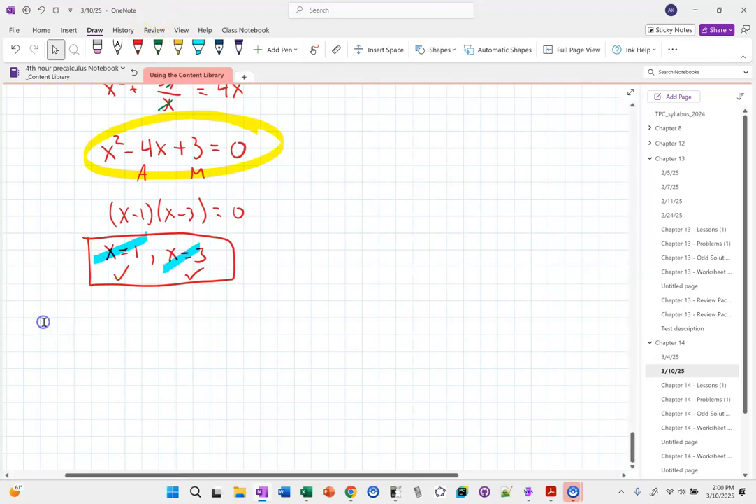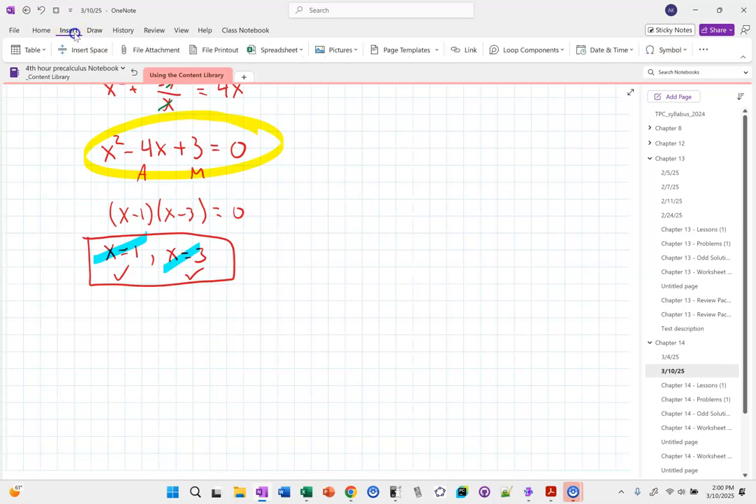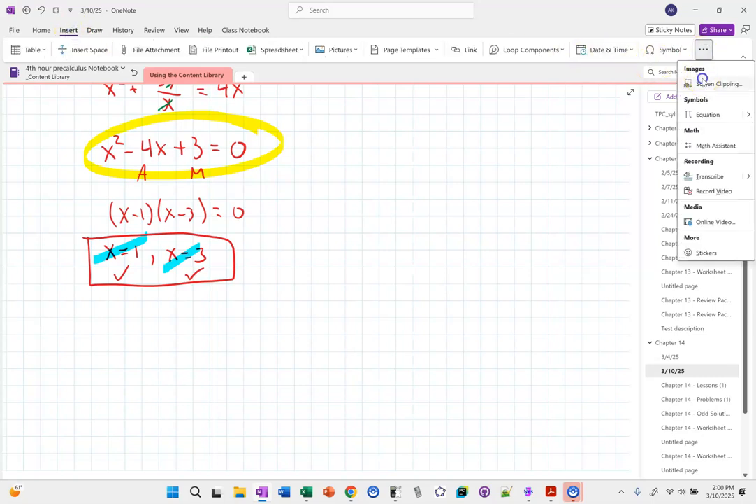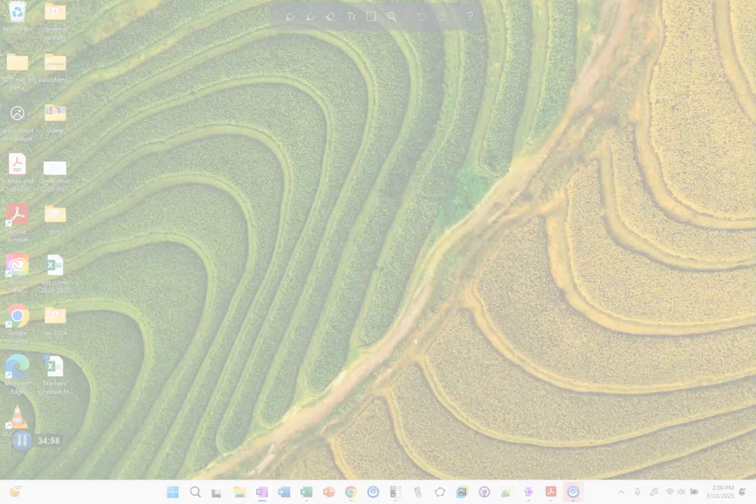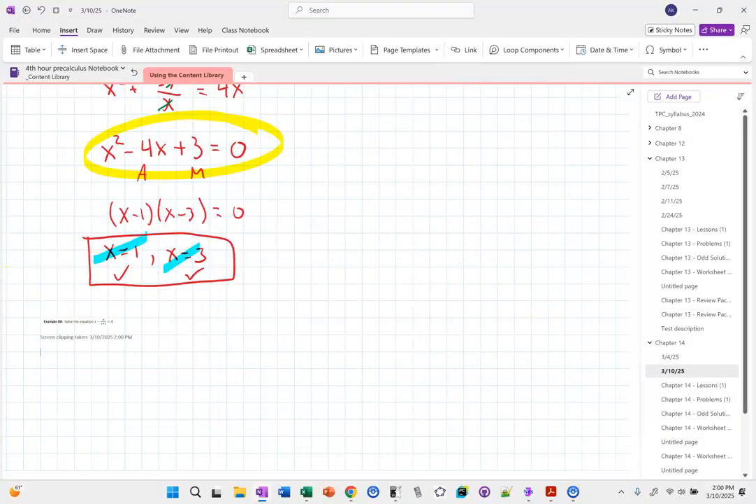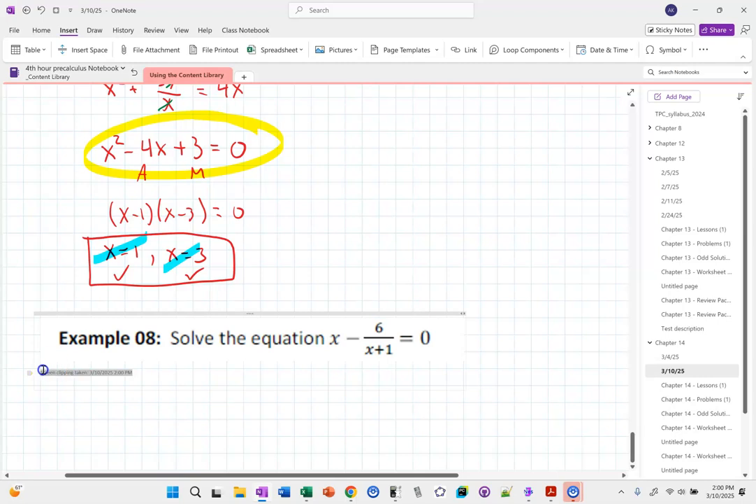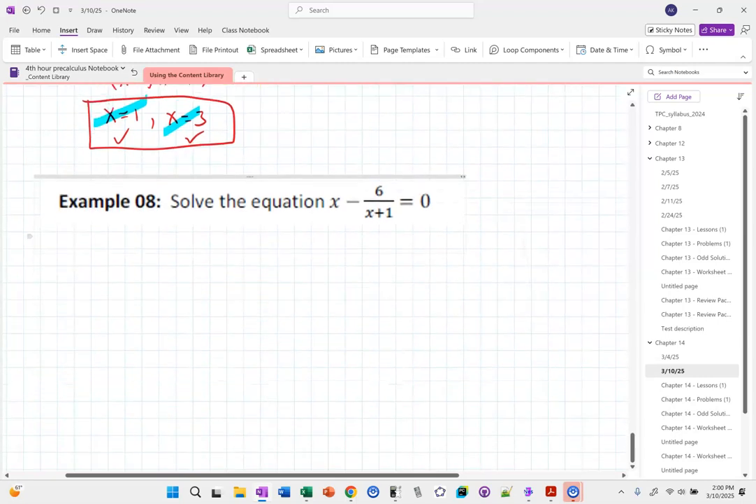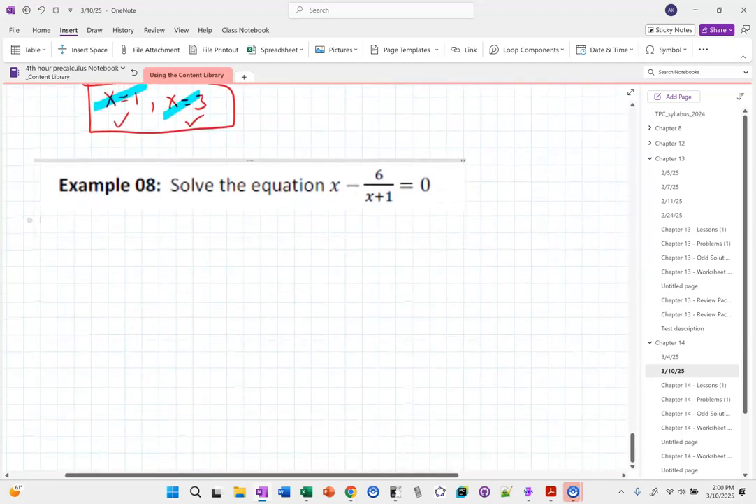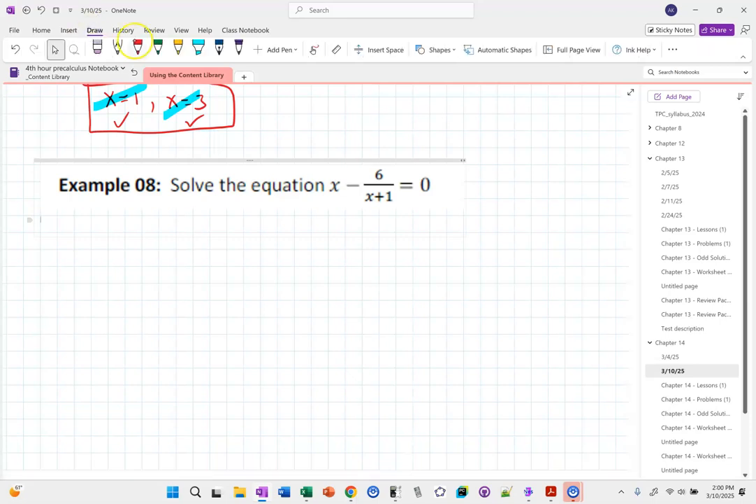Let's do another example, though, eh? Drop in another example problem. You guys feel okay about finding the LCMs so far? Okay.